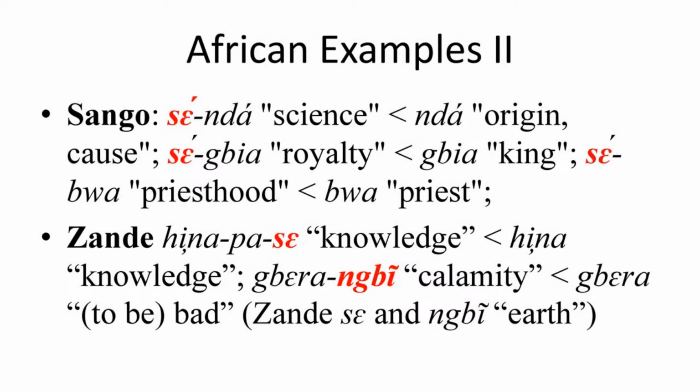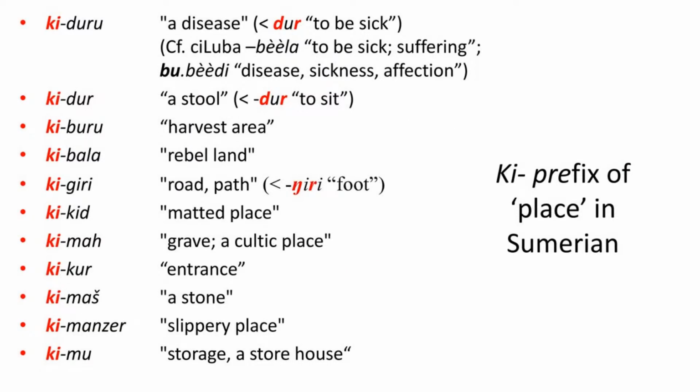And so in the Zande language, Se and Ingbi mean earth. So this is further proof of the grammatical correlation between ground, place, earth, and it transforming into the morphing of place and also acting as the abstract, right? And so this is exactly what we see with the Ki prefix in the Sumerian language. So we have another Ki.duru, which means a disease, but it comes from dur, meaning to be sick.